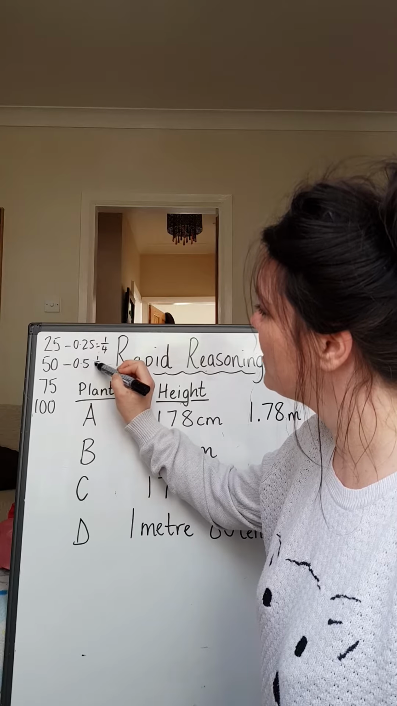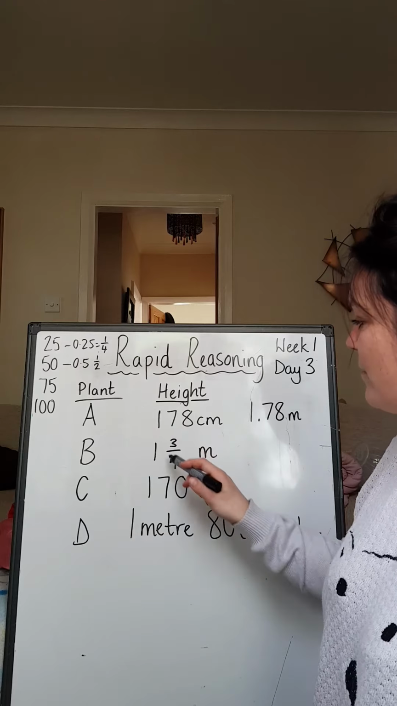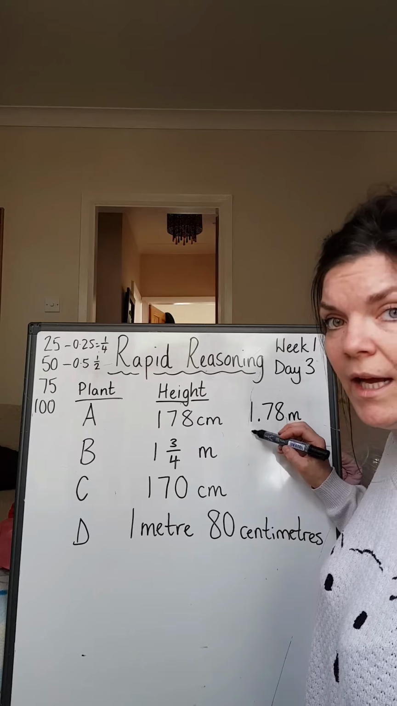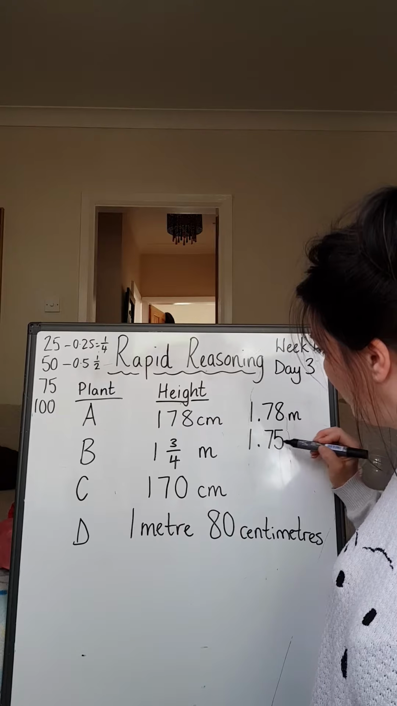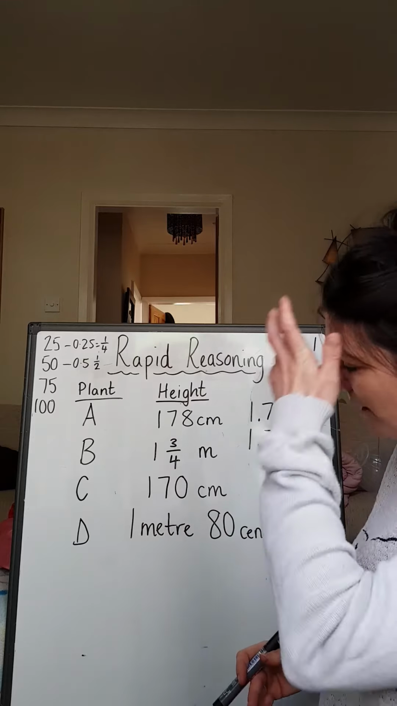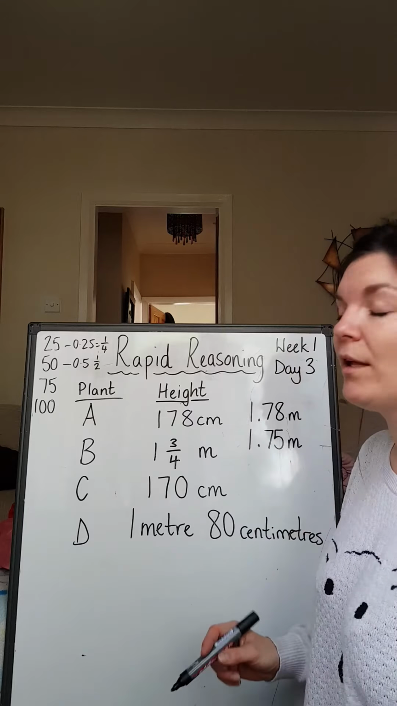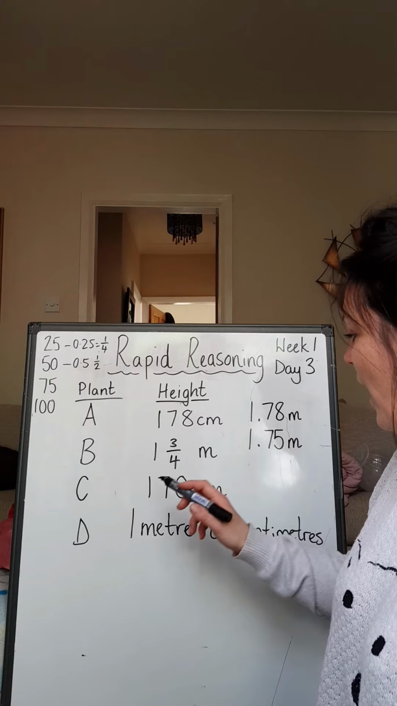0.5 is the same as half. So I'm going to use 0.75 as my 3/4. So I would write that as 1.75 metres. I could hear everyone screaming at the camera there that they already knew that 3/4 was 0.75. So well done you if that was you.